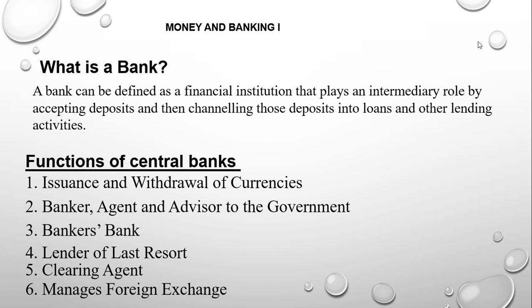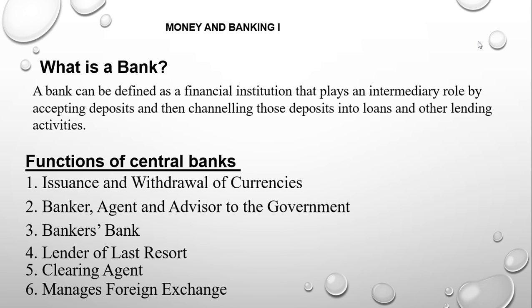And the fourth is a lender of last resort. So if banks borrow from their colleague banks, but if their hopes are lost, they rely on the central bank as the lender. So it's the lender of last resort.